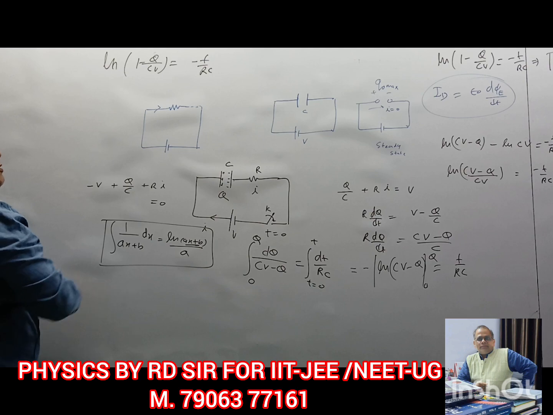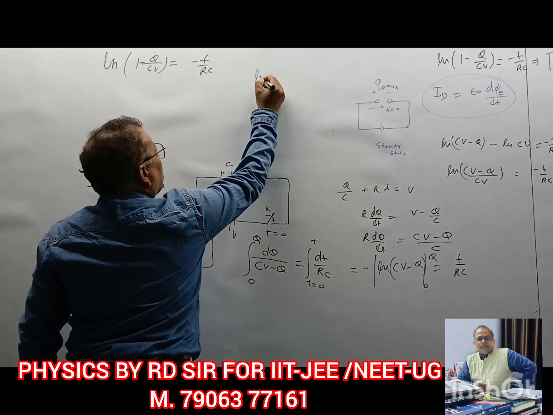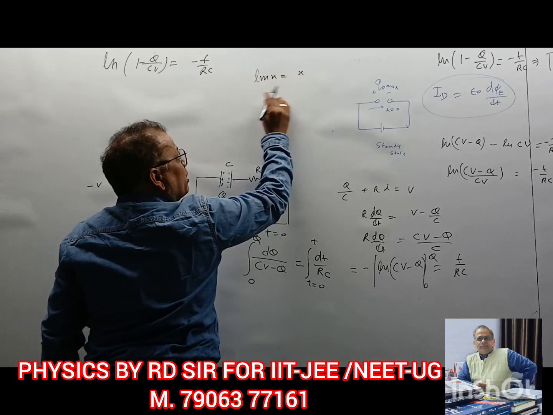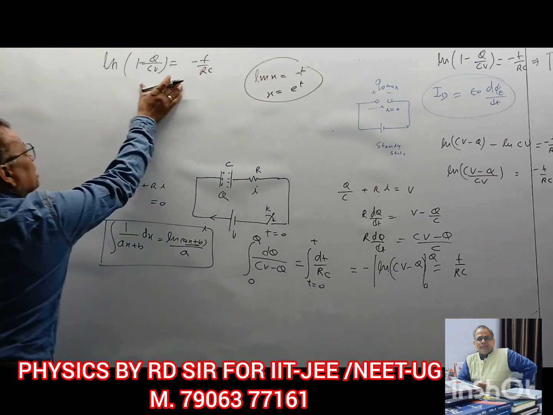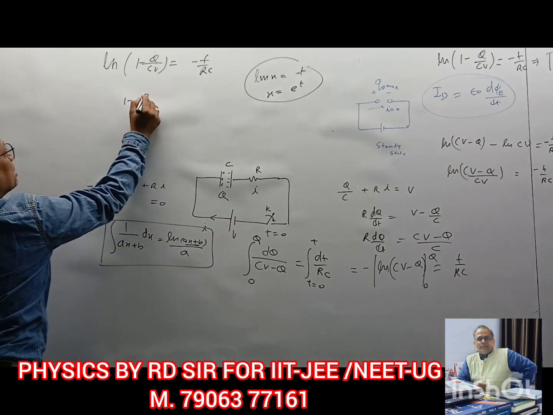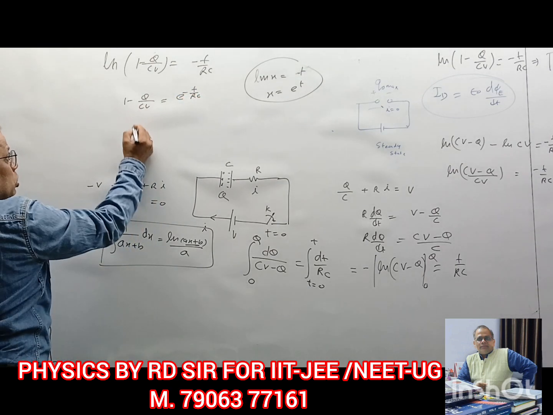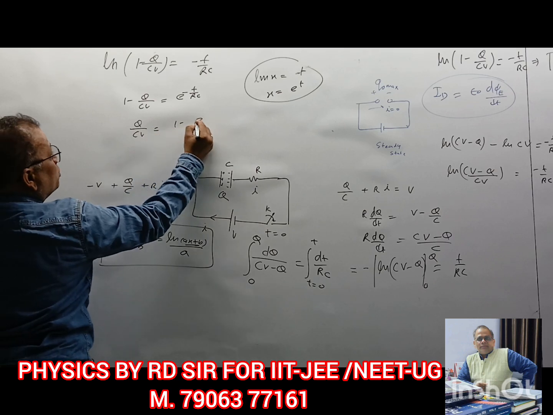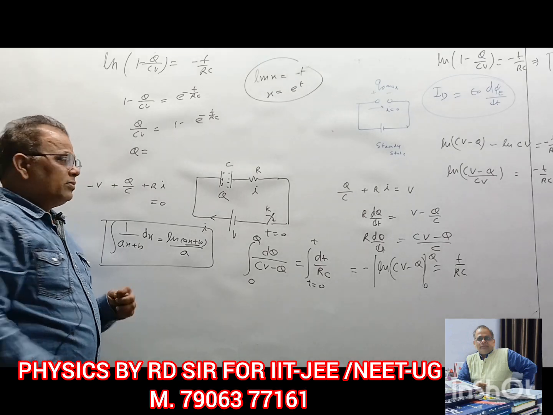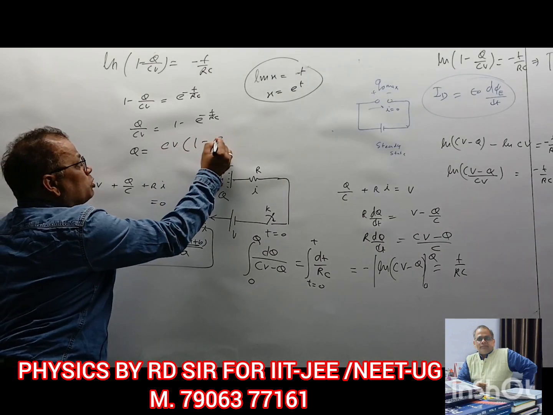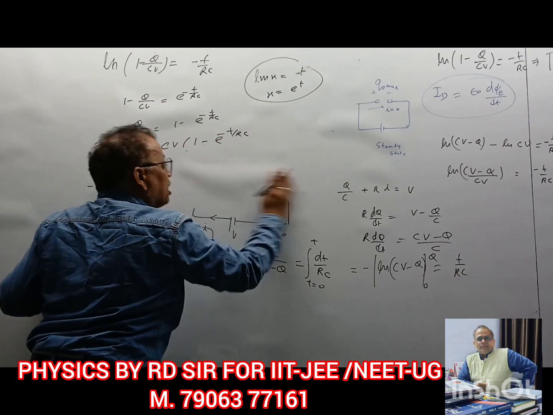Exponential function and logarithmic function are interchangeable. We can convert a logarithmic function into an exponential function this way: if ln x is equal to t, then x is equal to e to the power t. Applying this concept here, we get 1 minus q upon CV is equal to e to the power minus t upon RC. Are you getting my point, everyone? So q upon CV is equal to 1 minus e to the power minus t upon RC. Now we finally got the expression of charge: q equals CV into (1 minus e to the power minus t upon RC).